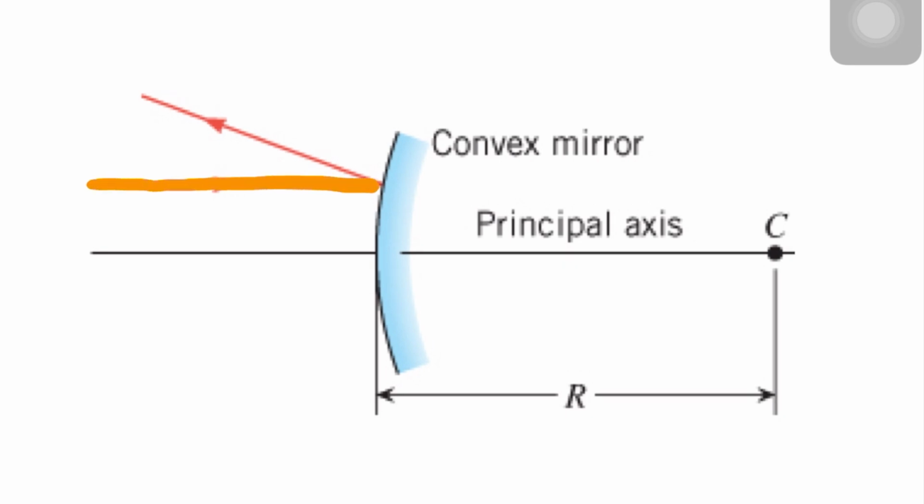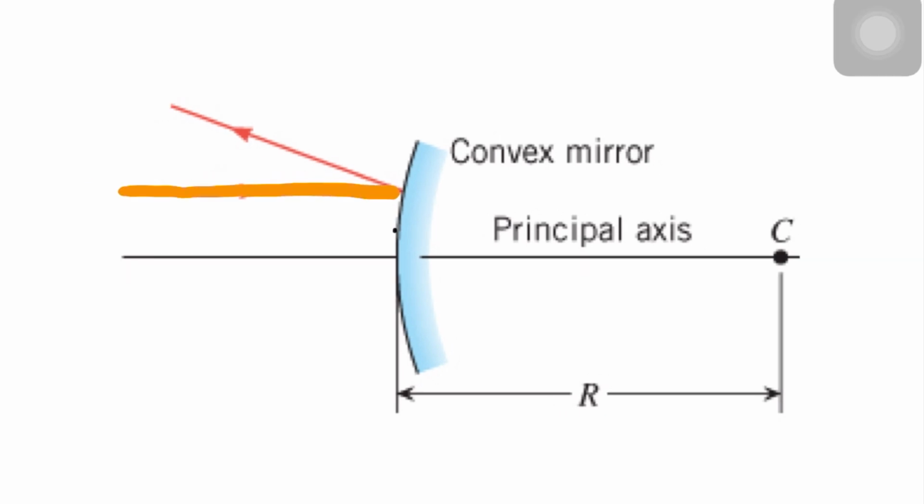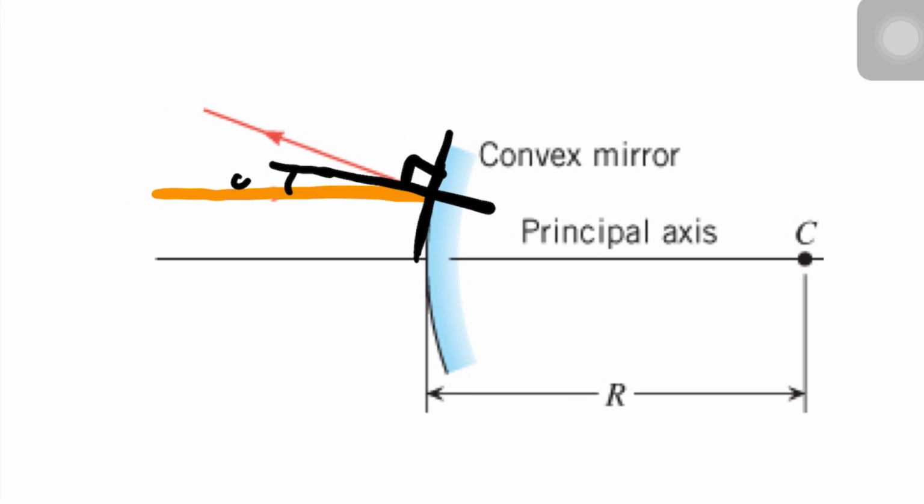First, I draw my incoming ray. Now I'm going to look at where the ray hits the mirror and draw the tangent to the mirror at that location, and then draw the normal to the tangent. I'm going to follow the law of reflection. The angle of incidence equals the angle of reflection, and use that to determine how to draw my reflected ray.